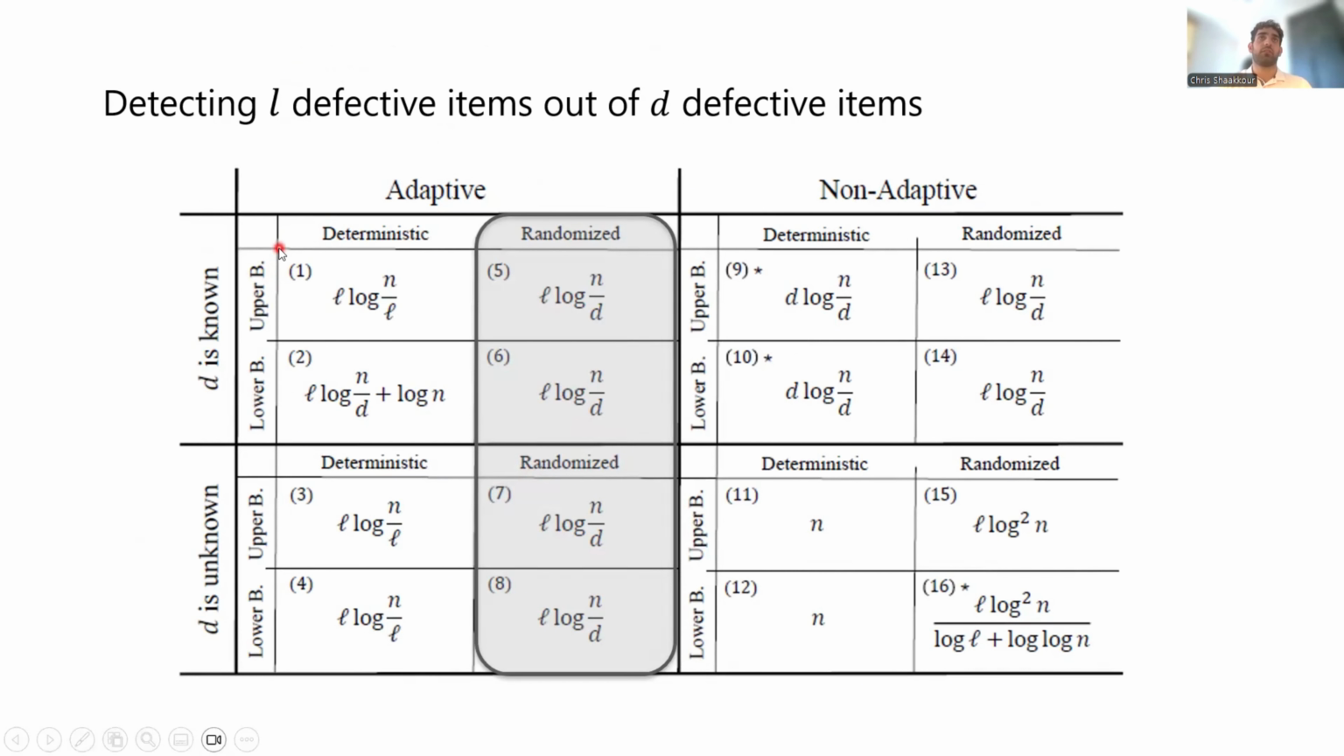So we have first explained these lower and upper bounds, the deterministic and adaptive deterministic lower and upper bounds for these algorithms. If we take a look, we can see that 1 and 3 have the same upper bound. So it doesn't really matter if D is known or unknown. The adaptive deterministic algorithm has the same upper bound.